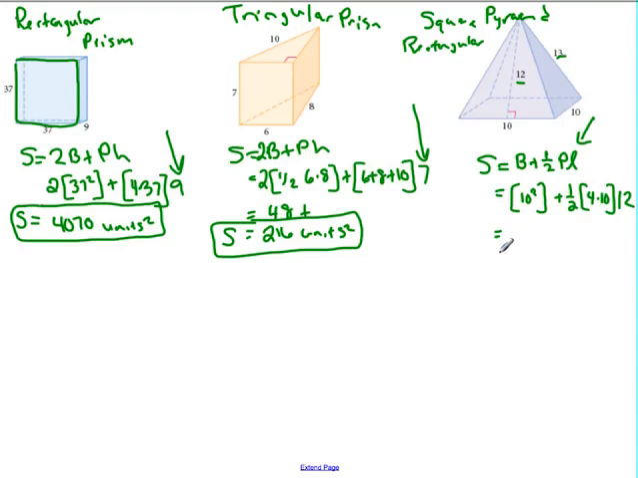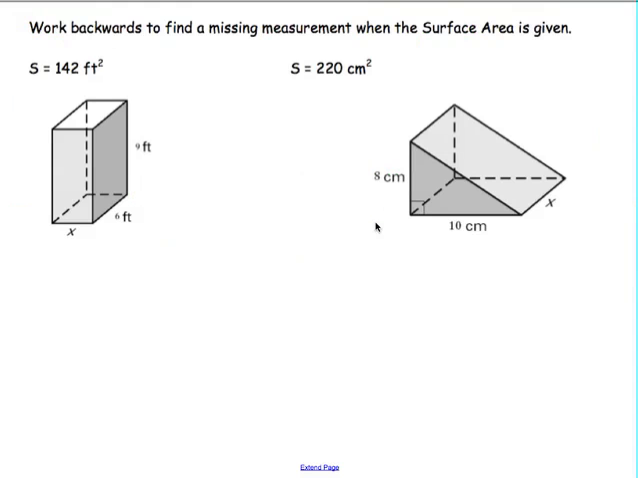When we multiply all these numbers together, we should get 340 square units. Be careful when you're doing this to watch that plus sign. Make sure that you multiply these correctly, that you add first, maybe use parentheses, and then multiply. Be careful with those.